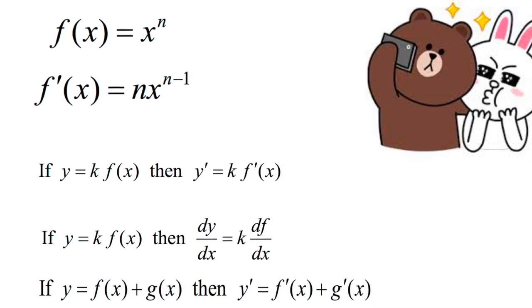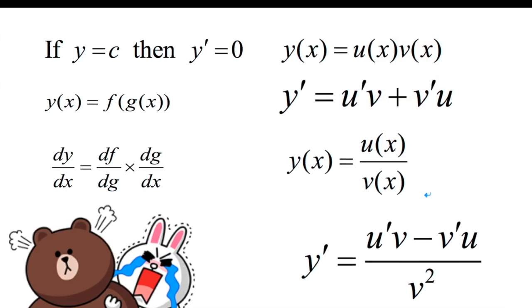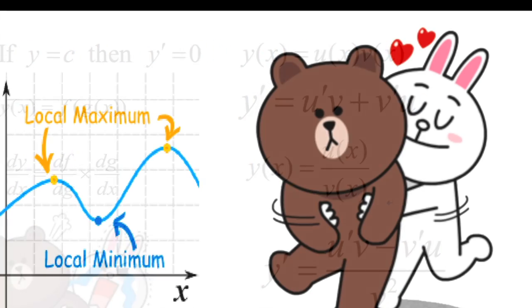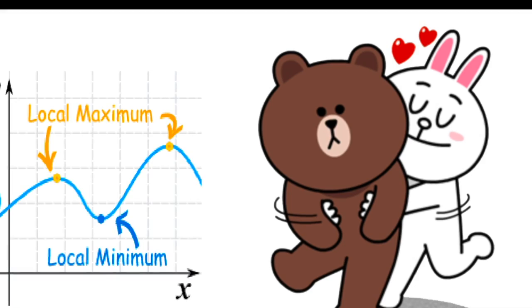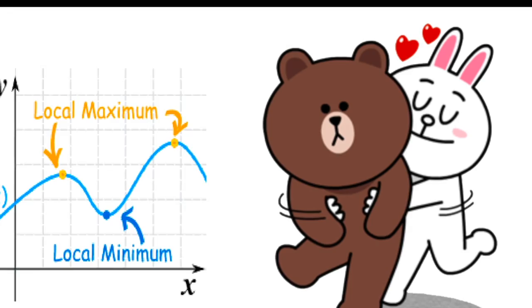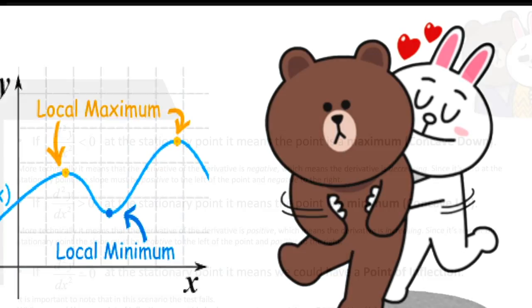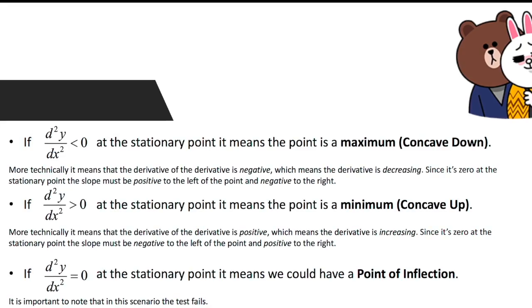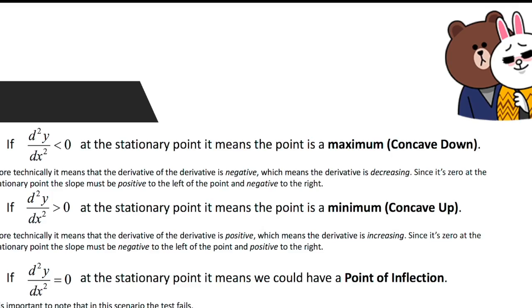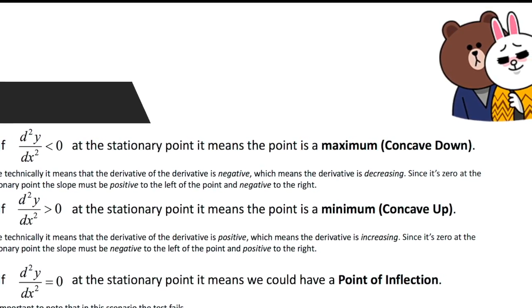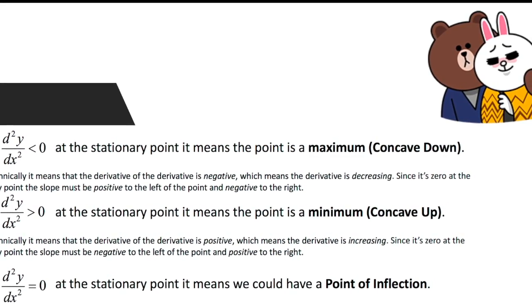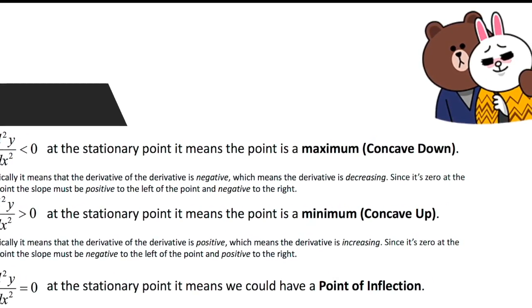So there are some trick rules of the derivative, and the next slide is an abstract of the derivative's product rule and quotient rules. On the other hand, the second derivative is the derivative of a function depending on the result of the first derivative. When the second derivative is less than 0, it means the point is a local maximum point. When the second derivative is greater than 0, the stationary point is a local minimum point. But when the second derivative is equal to 0, it means we could have a point of inflection.